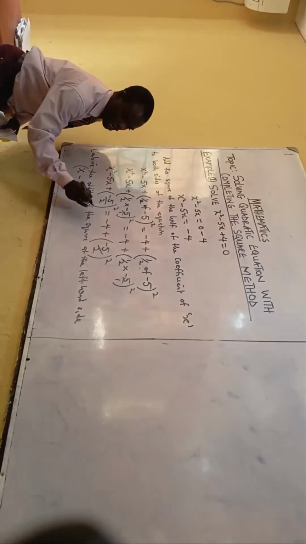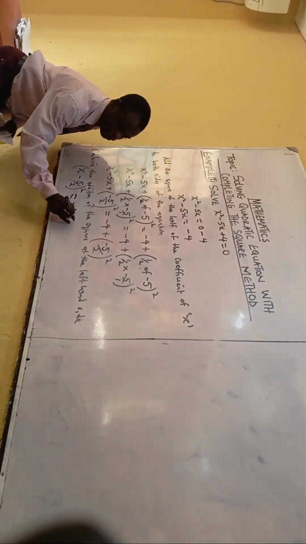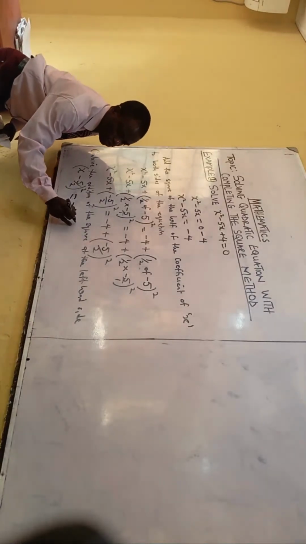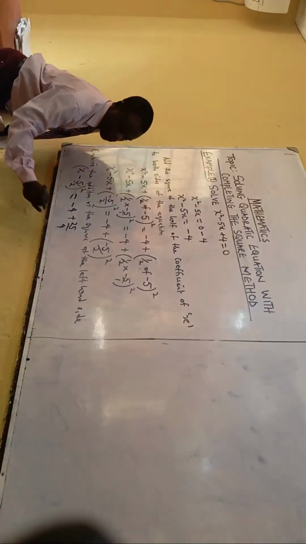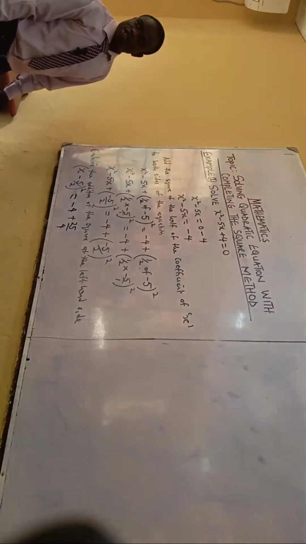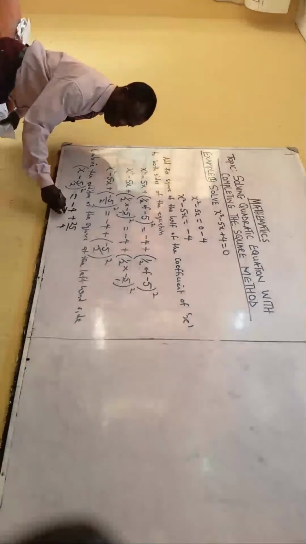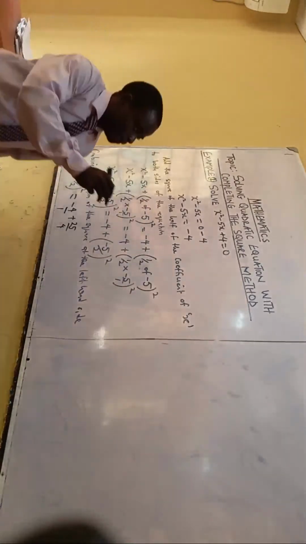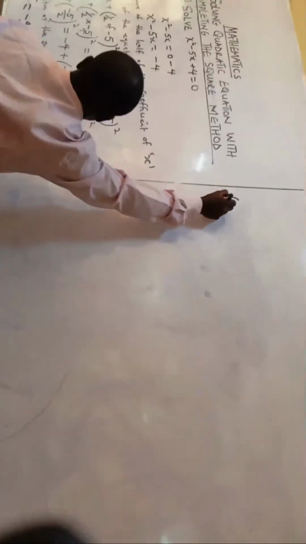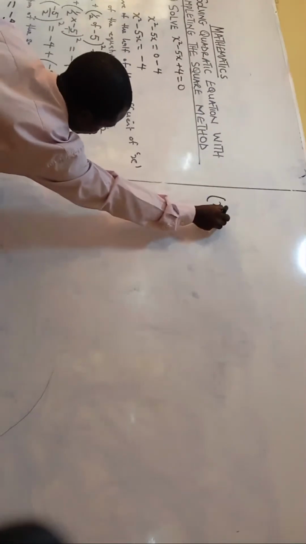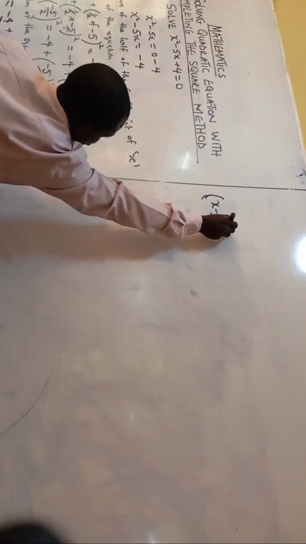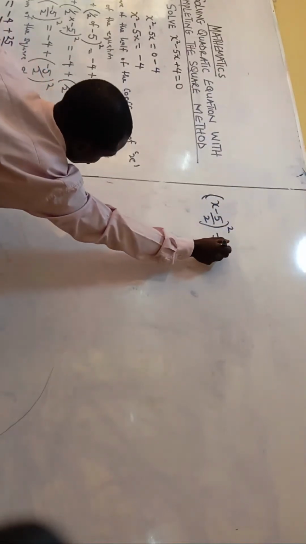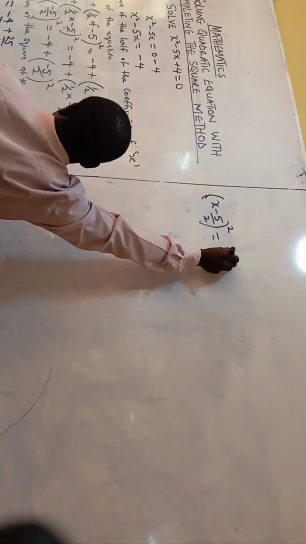Equals to, now this minus 4 plus minus 5 squared is what? 25 over what? 4. Over 4. Are we together? Yes, sir. Good, this is over 1. Now, from here, you now have x minus 5 over 2 bracket squared equals minus 4.